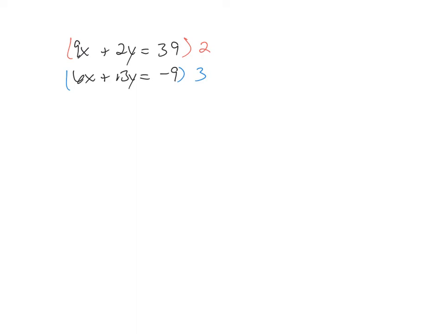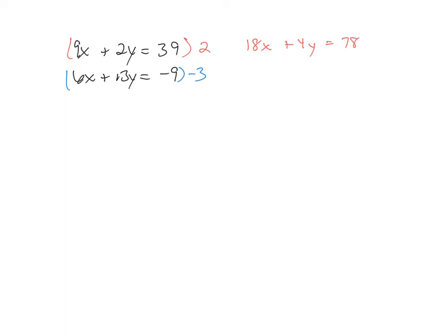Okay, now 9 times 2 is 18, 6 times 3 is 18. I need one to be -18 and one to be +18. So one of them, and it doesn't matter which, needs to be negative. So I'll just do the bottom one. All right, now I distribute the whole thing. So 2 times 9 is 18x. 2 times 4 is 4y. 39 times 2, goodness, 78.